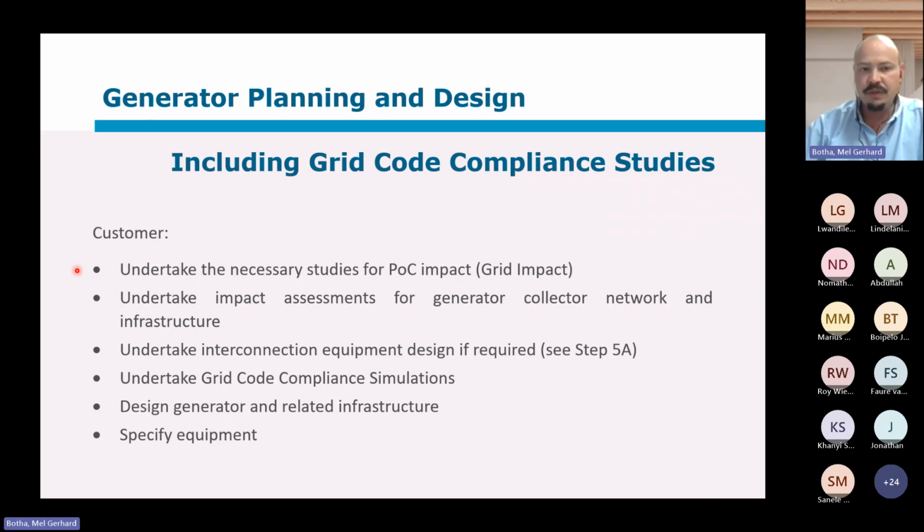So, firstly, the customer is going to undertake the necessary studies for the point of connection impact. It's not the full grid impact, it just looks at the point of connection. Then they will undertake the impact assessments on the generator collector network. I'll show you just now what that is. Undertake the interconnection equipment design, if that's required. Grid code compliance simulations. Design the generator and related infrastructure and specify all the equipment. So design of this collector network is also quite interesting.